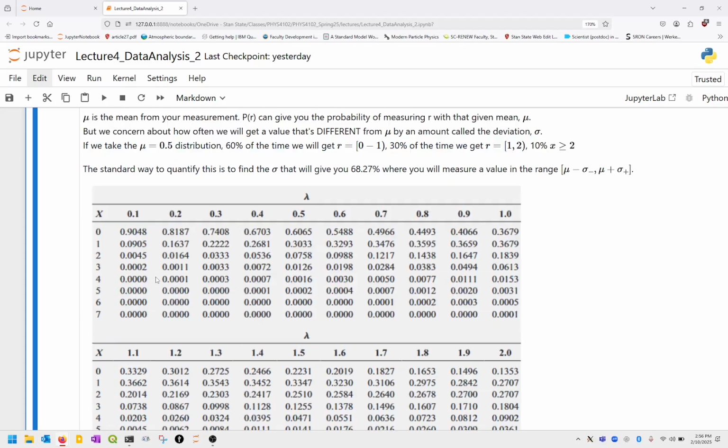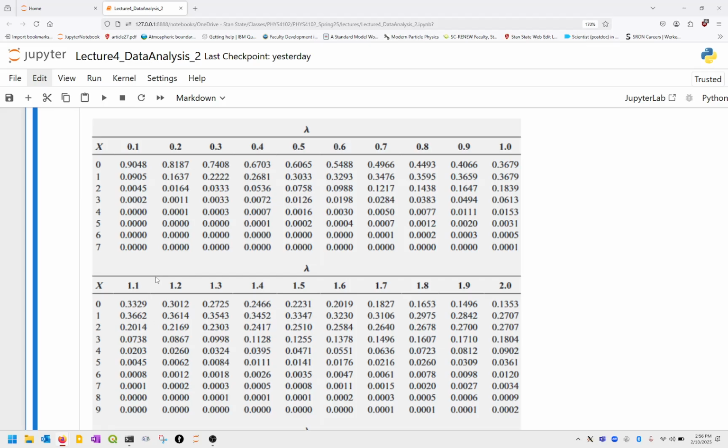Instead of looking at the graph, we can look at a table of the Poisson distribution. If the average number of fish you get is 0.5, the chances are 60% of the time you go out and fish, you get 0 fish. 30% of the time you get 1 fish.